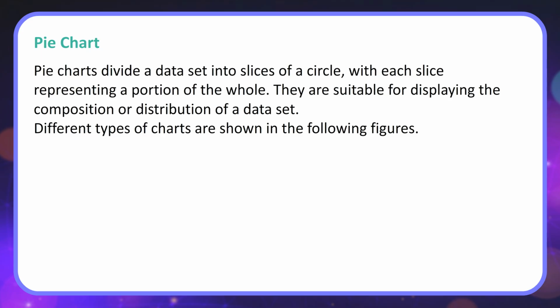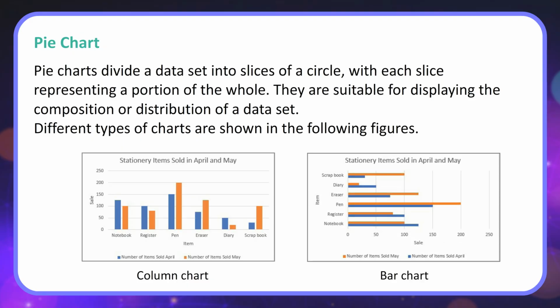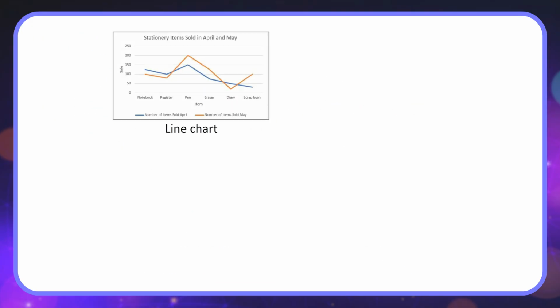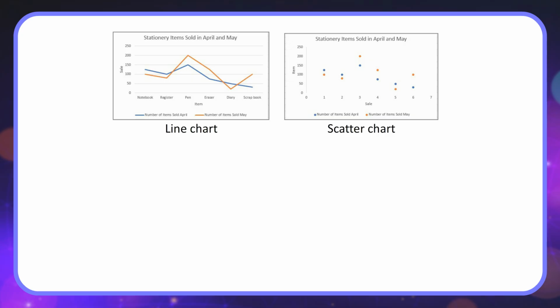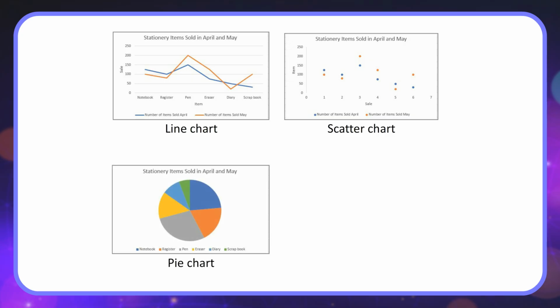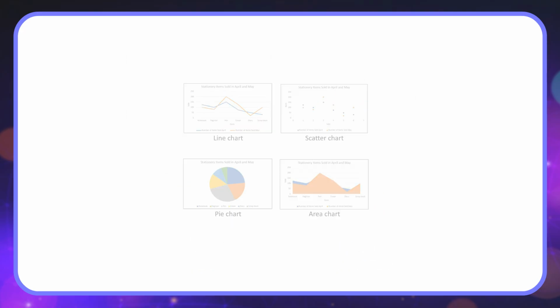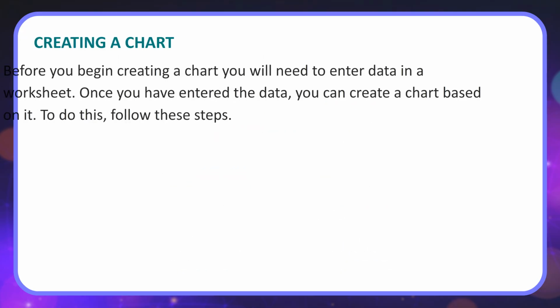They are suitable for displaying the composition or distribution of a data set. Different types of charts are shown in the following figures: column chart, bar chart, line chart, scatter chart, pie chart, area chart.